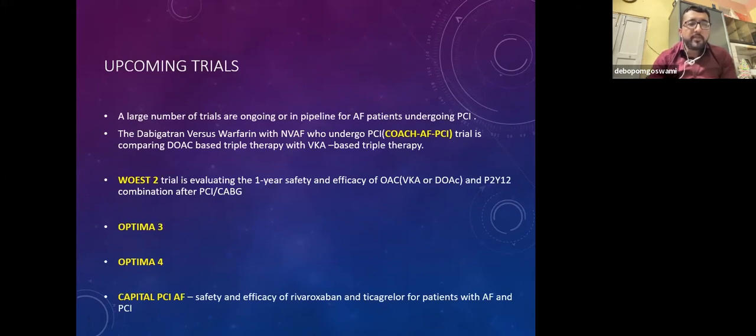Now, a few upcoming trials are in the pipeline for AF patients undergoing PCI. One is the COACH AF PCI trial, where dabigatran versus warfarin in non-valvular AF patients who undergo PCI is compared, that is DOAC-based triple therapy with VK-based triple therapy. The WEST 2 trial is evaluating the 1-year safety and efficacy of oral anticoagulant and P2Y12 combination after PCI or CABG. OPTIMA 3 and 4 trials are also coming up, and the CAPITAL PCI AF is evaluating the safety and efficacy of rivaroxaban and ticagrelor for patients with AF and PCI. Next slide.